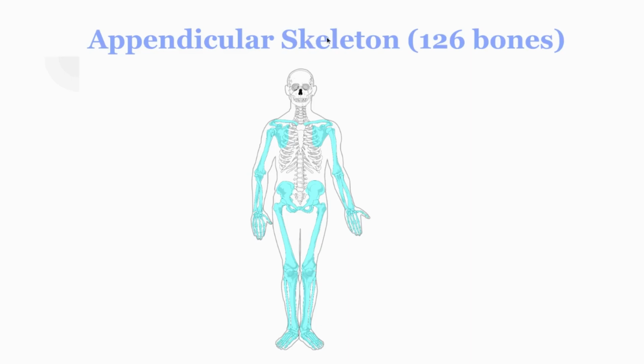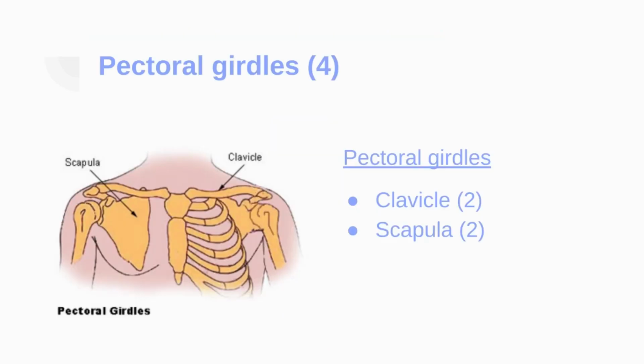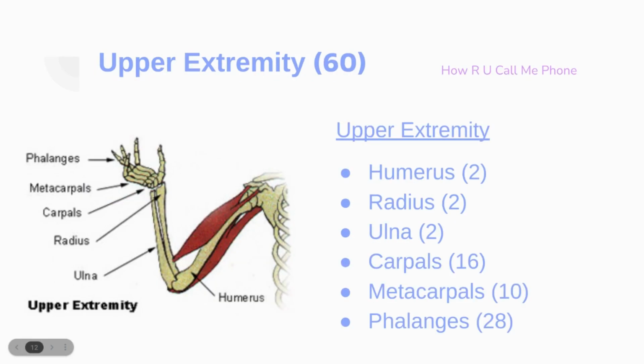The appendicular skeleton. Appendicular is just another fancy word for saying appendages, or arms and legs. Pectoral girdles. So you have the clavicle and the scapula. There's 2 of each. The clavicle comes from the Latin word clavicula, which means little key, because when you turn your body, the clavicle rotates on its axis, like a little key. Then you have the scapula, which comes from the Latin word scapula, which means little shovel, which it resembles.